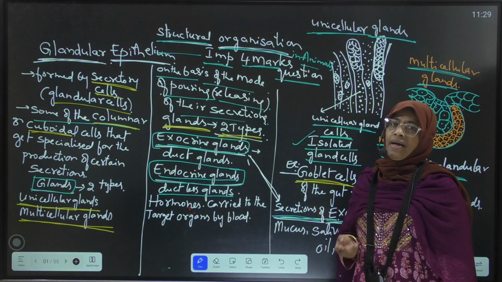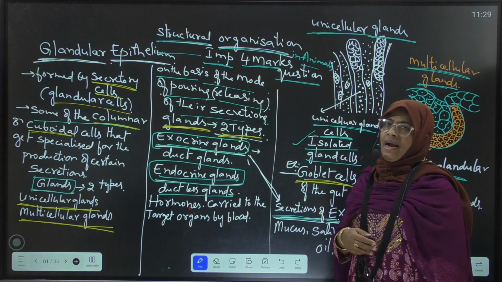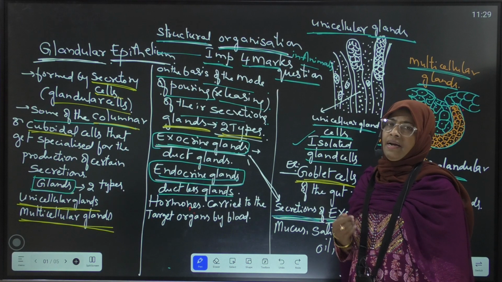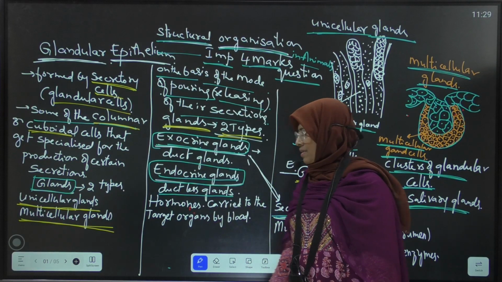Can you give some examples of endocrine glands? Pituitary gland, thyroid gland, thymus gland, parathyroid gland, adrenal glands. All these come under endocrine glands. Okay.